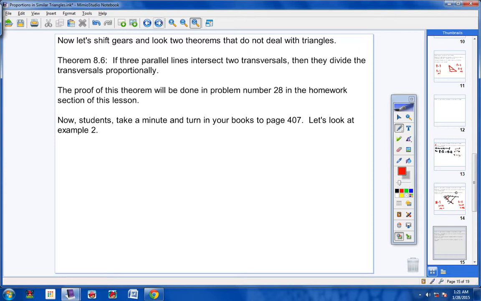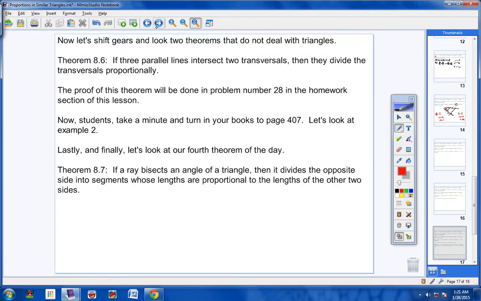Alright, moving on to our fourth theorem of the day. Here it is. Please copy this in your notes. Theorem 8.7. If a ray bisects an angle of a triangle, then it divides the opposite side into segments whose lengths are proportional to the lengths of the other two sides. Pretty interesting, okay? So, if a ray bisects an angle of a triangle, then it divides the opposite side into segments whose lengths are proportional to the lengths of the other two sides.